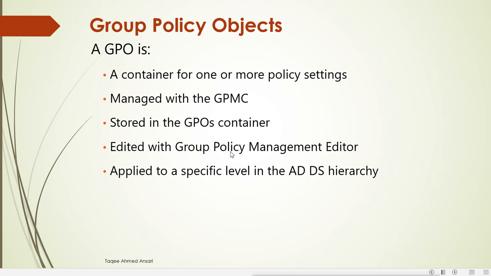Then edited with the Group Policy Management Editor. So for editing these group policy objects, we use the Group Policy Management Editor, and it is applied to a specific level in the ADDS hierarchy. In our Active Directory domain hierarchy, where we have domains and other container objects, we apply this policy at a specific level. If we want to apply it to the whole domain, we can apply it directly on the domain, or if we want to apply it on a specific OU container, then we can apply it on that specific OU container.